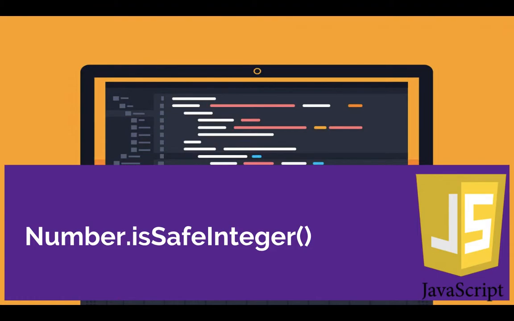You're gonna learn about the isSafeInteger method. That's part of the Number object. This method determines whether the provided value, which you need to pass, is a safe integer or not.